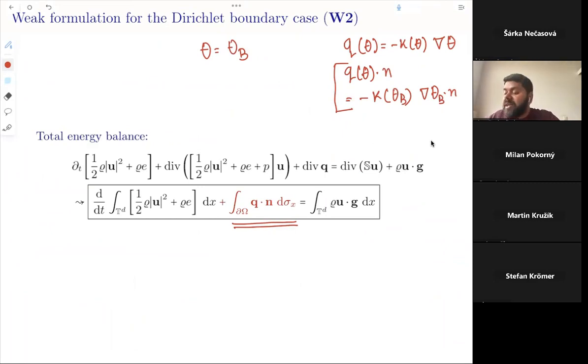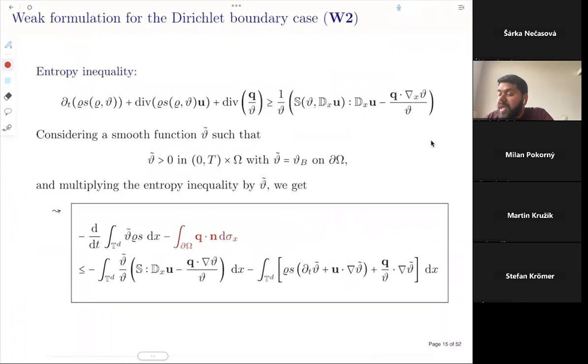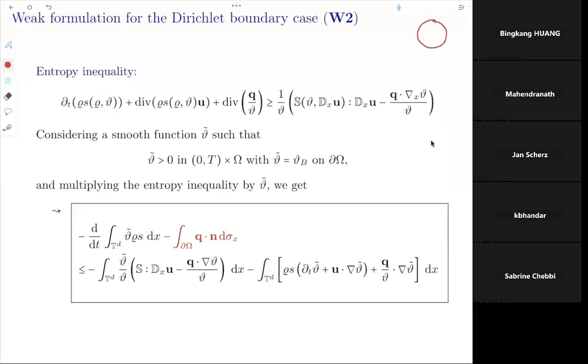Now, another thing we observe, we have the entropy inequality. So we multiply this by some sort of smooth extension of the boundary. So you have a boundary data, which for the time being, we assume that this theta b can be smooth, and you consider some smooth extension of this theta b, whose only requirement is that it has to be strictly positive. I will come to that later. And another hypothesis we need here is that this theta b is strictly positive.